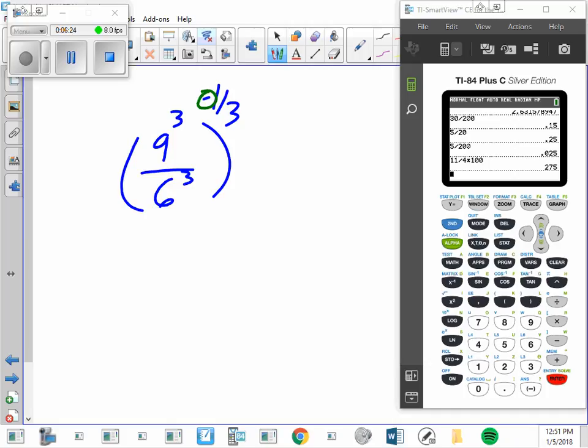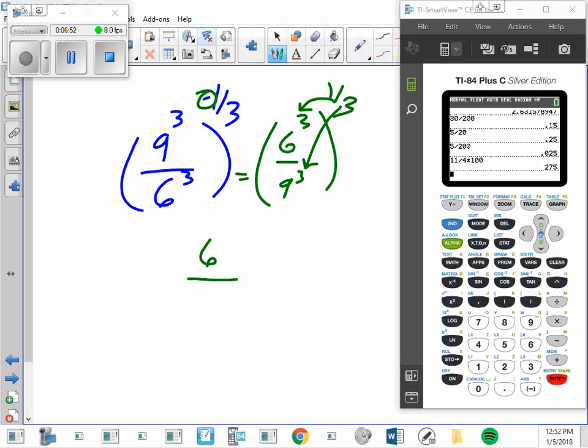So this negative is going to flip the whole thing upside down. So 6 to the 3rd over 9 to the 3rd, raised to the 1/3. Okay. Now how do you raise an exponent to an exponent? So I need to multiply both of those. And I get 6 raised to the 1 divided by 9 raised to the 1.